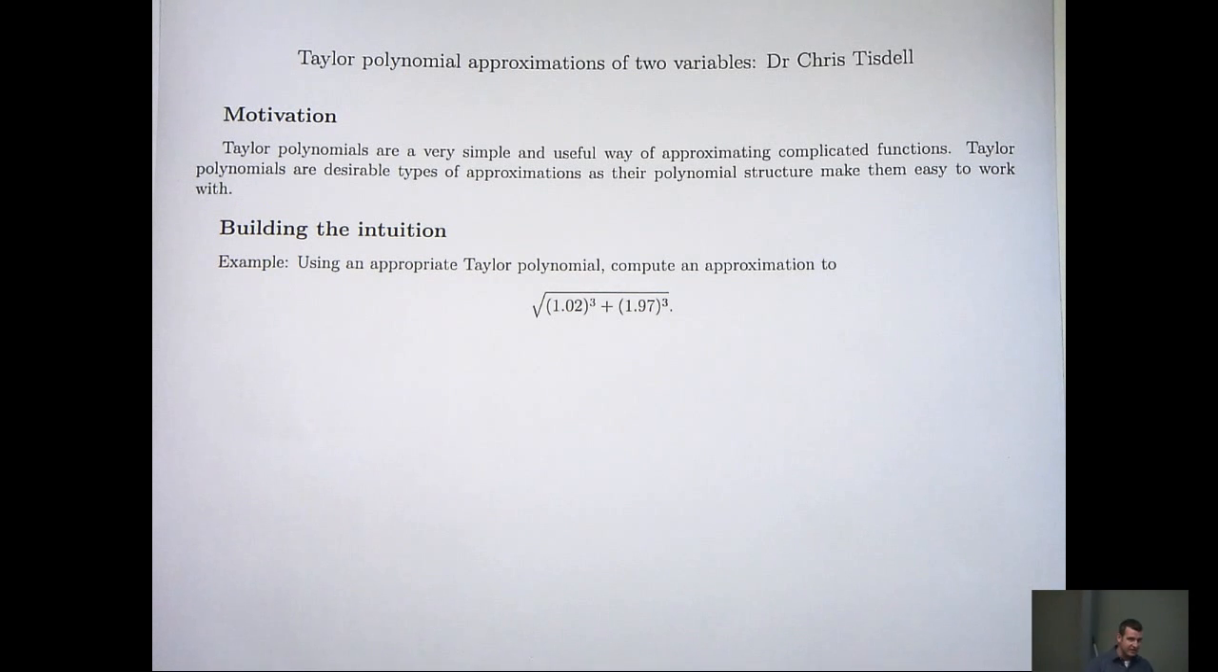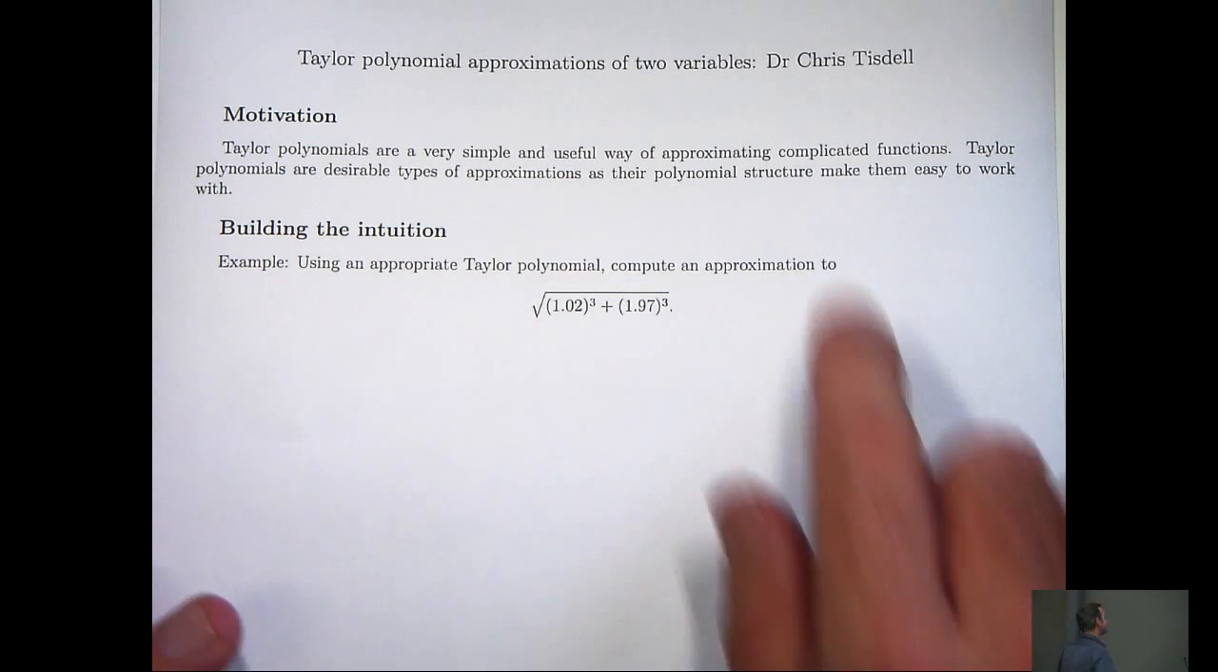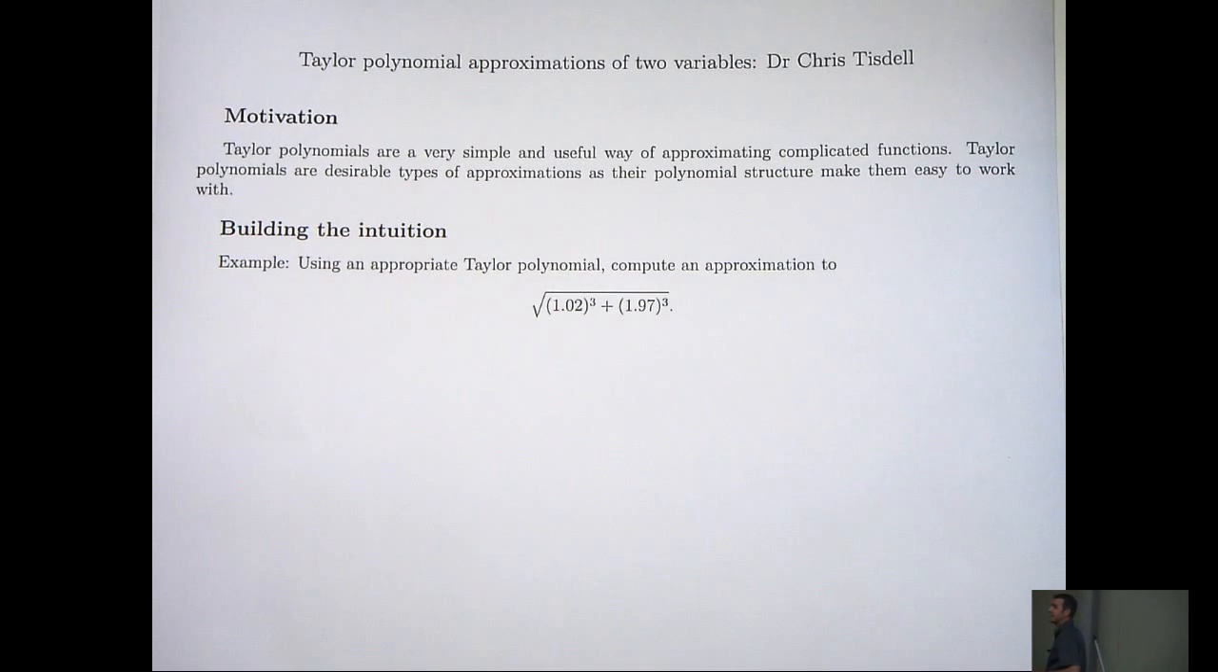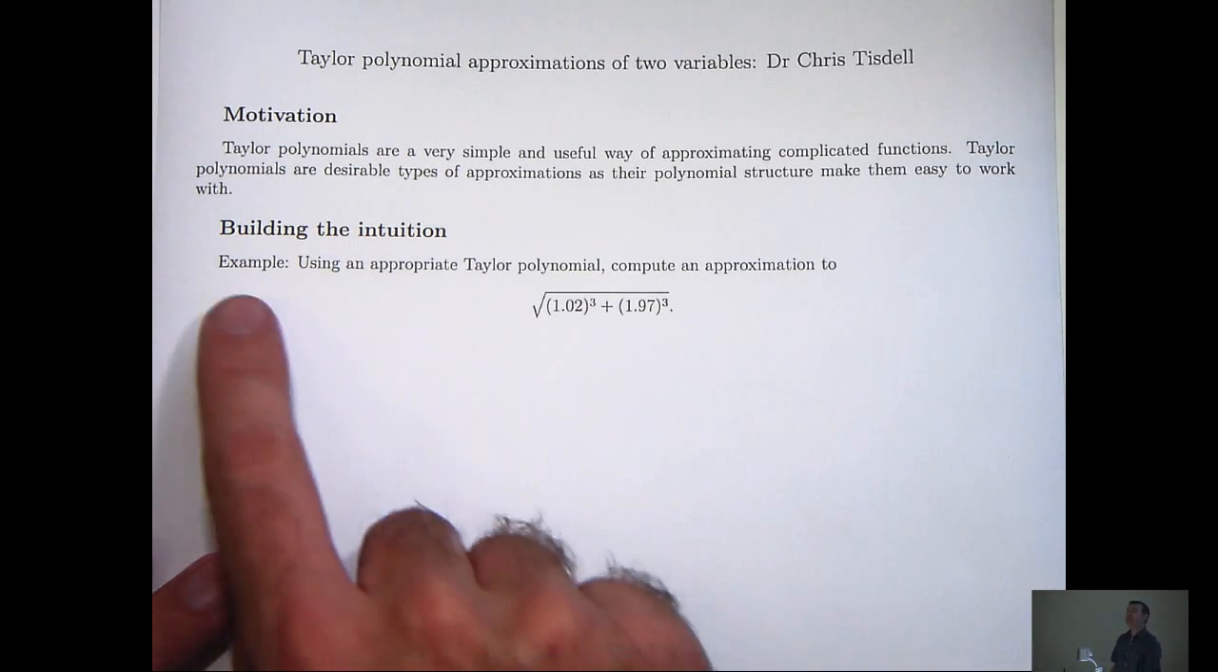their polynomial structure makes them easy to work with in the sense that they're easy to compute with. So essentially what we're doing there is taking a very difficult function and approximating it by a simple polynomial. But let's see how this can be done. Let's build our intuition a little bit. Have a look at the following example.